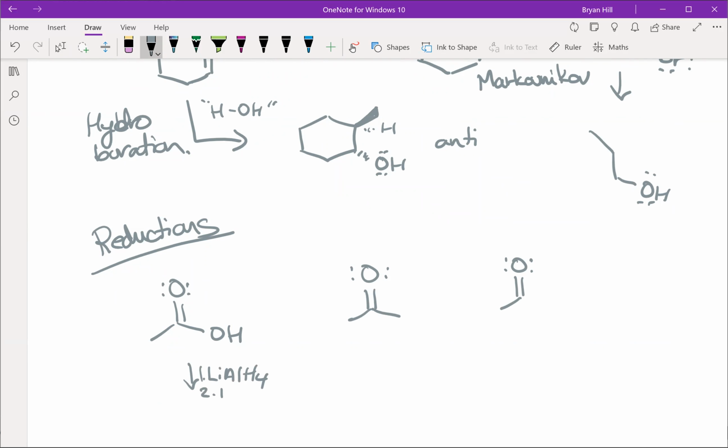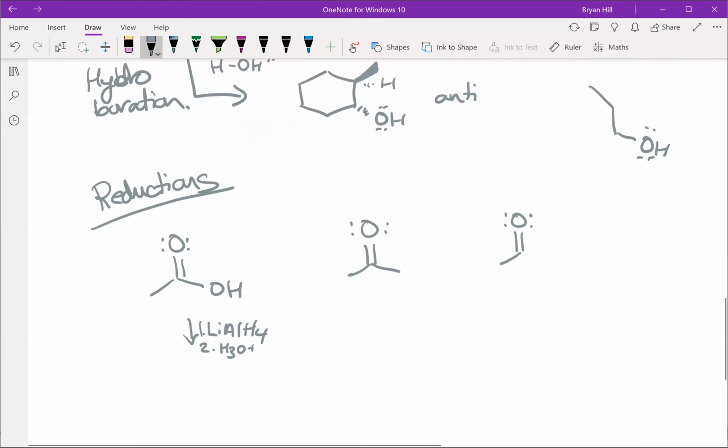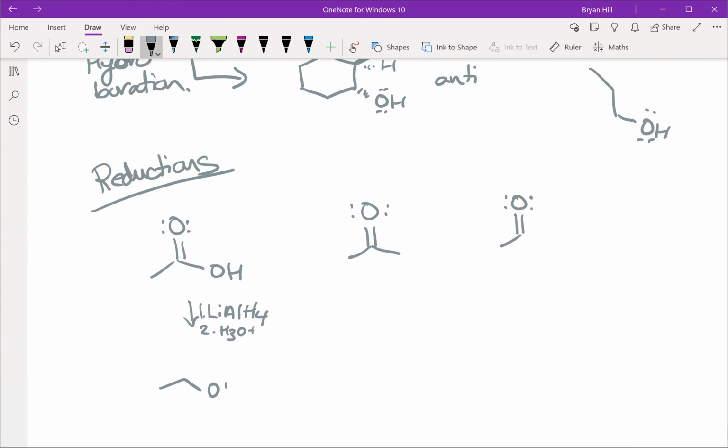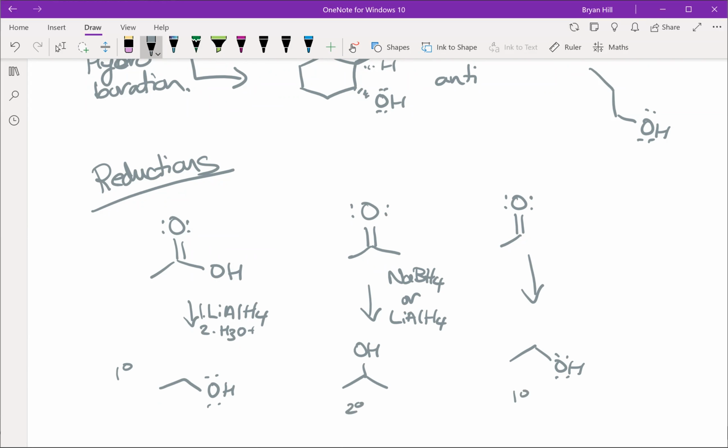We always have to add acid in the second step to protonate everything. So this would give a primary alcohol. Ketones would give secondary alcohols, and you could use sodium borohydride or lithium aluminum hydride. And then aldehydes would give primary alcohols. So yes, you can reduce those functional groups.